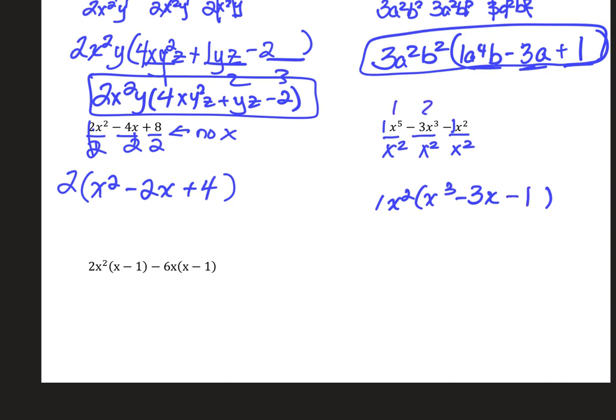Remember, there's 1, 2, 3 terms, so I have to have 1, 2, 3 terms. If somehow you lose that 1, you lost a term.